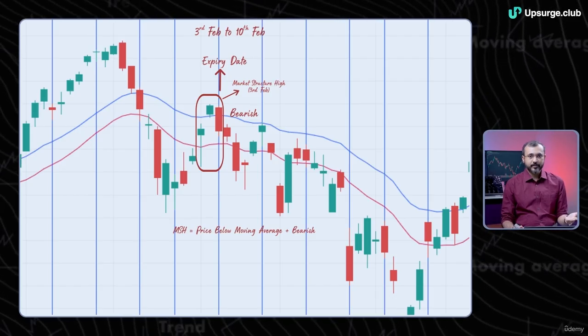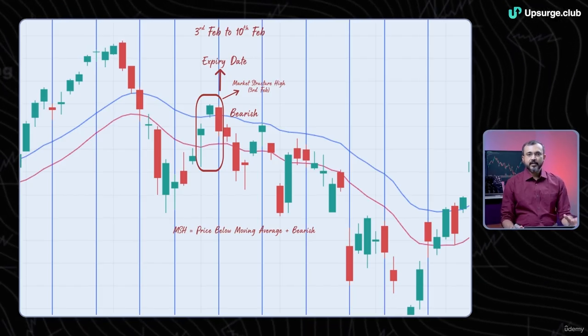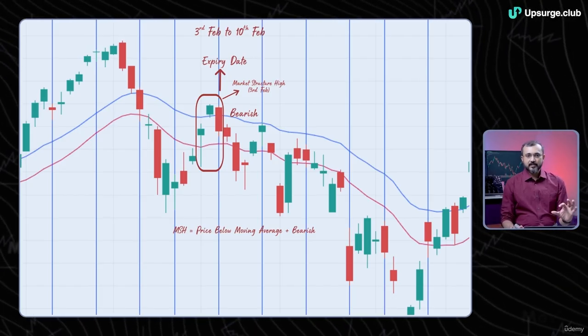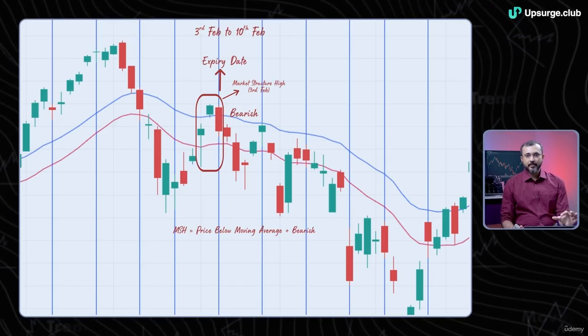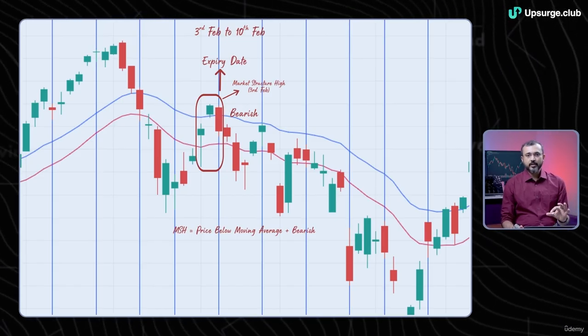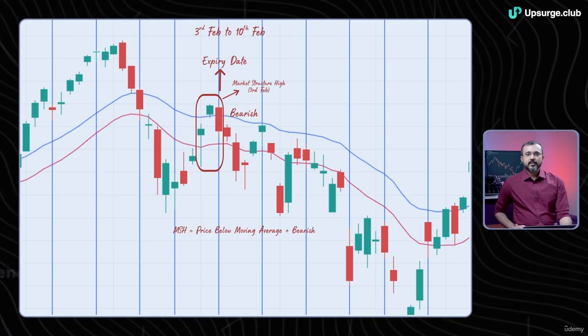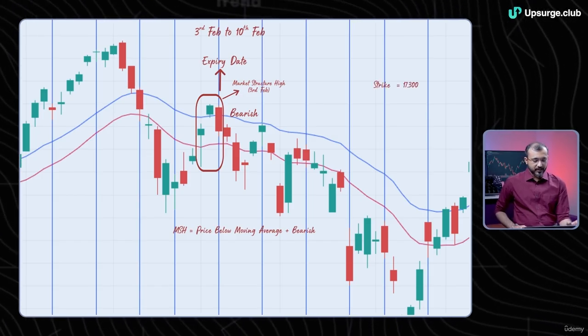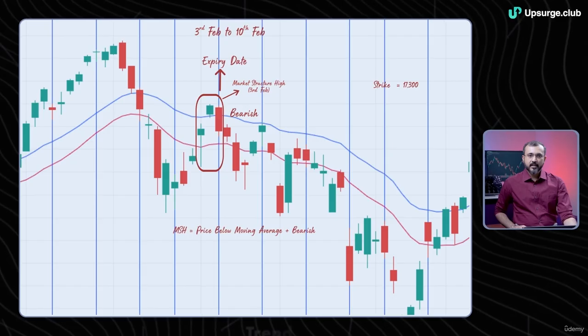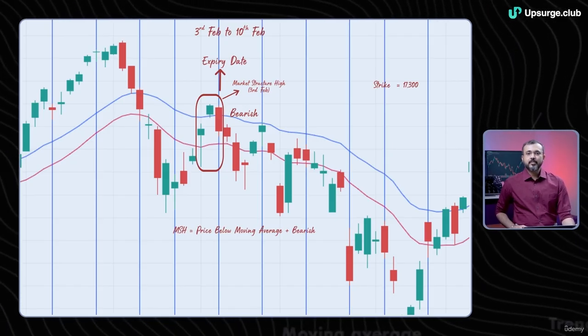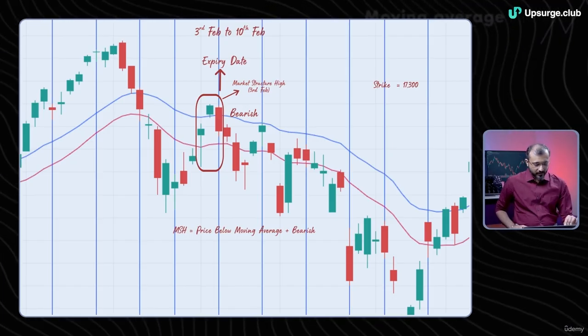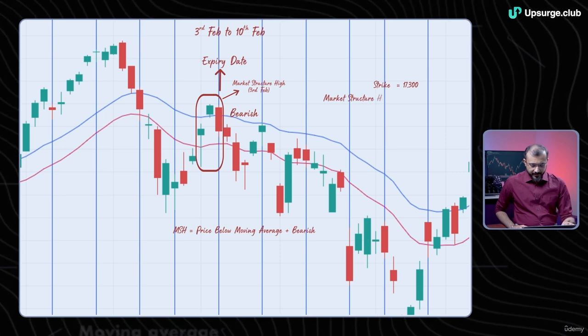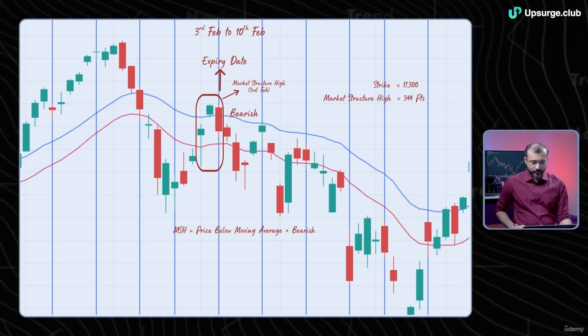So MSH got formed, price below moving average plus a bearish pattern. It's a trending move. So how do we trade that? From the closing price of the market structure high pattern, we select a 200 points in the money call option. So the strike that we select is 17,300. We short the 17,300 call option whenever market structure high gets formed, which is somewhere nearing 344 points.